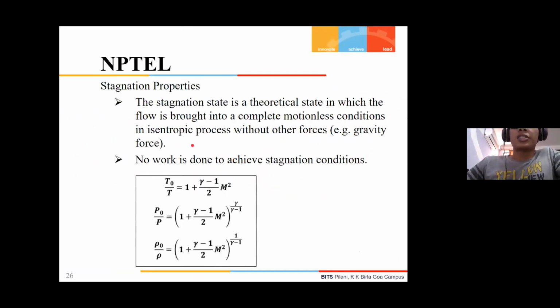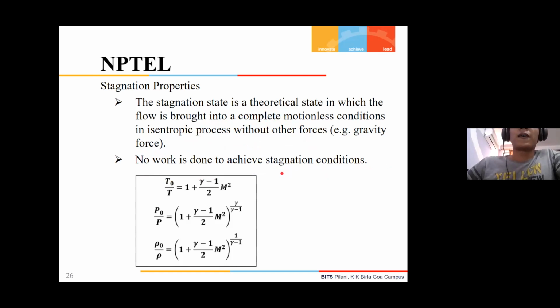Next, we looked at the stagnation properties of a flow. This is the state in which the flow is brought to a complete halt, a complete standstill, in an isentropic process without the application of any other forces. Since there are no forces applied, no work is done to achieve these stagnation conditions.